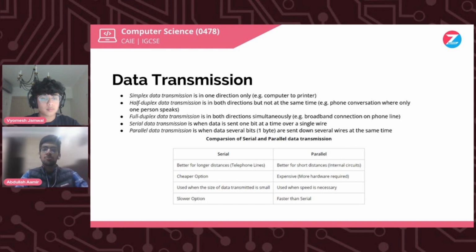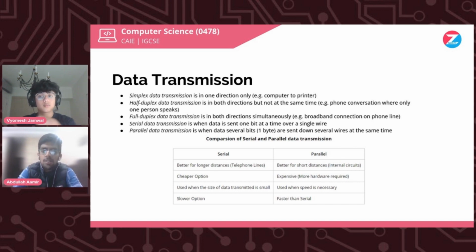An example of simplex can be a computer to a printer. Mostly, yes, the printer does send interrupts and errors to the computer, but let's assume the printer doesn't. Then we have a simplex data transmission, because the computer is only sending the data to the printer and the printer is sending nothing. For half duplex, we could have a conversation like a walkie-talkie. Only one person can talk at a time, but we can have two-way communication. In full duplex, we can just take a phone call.